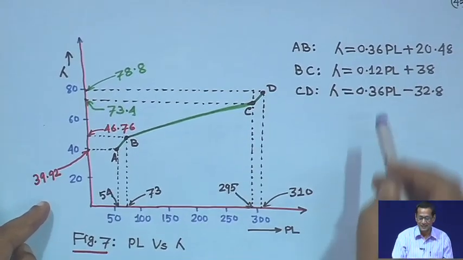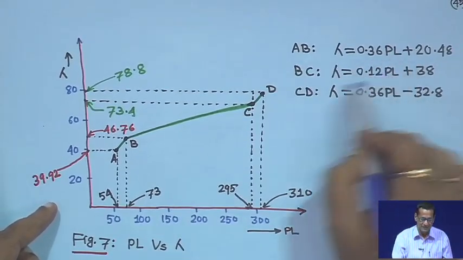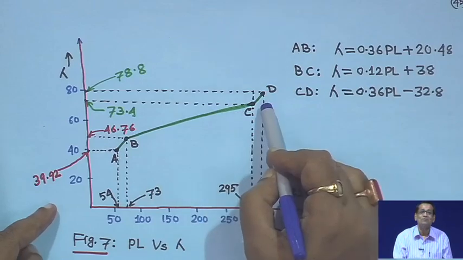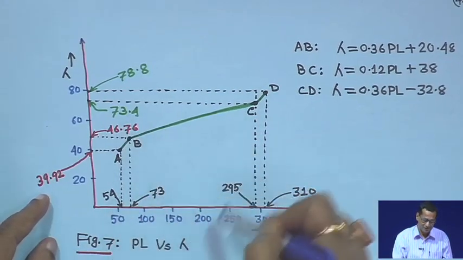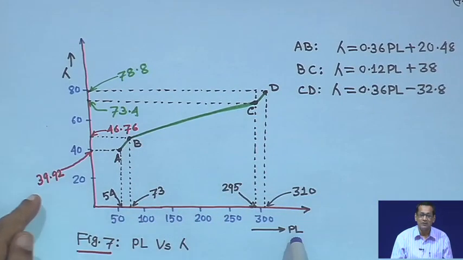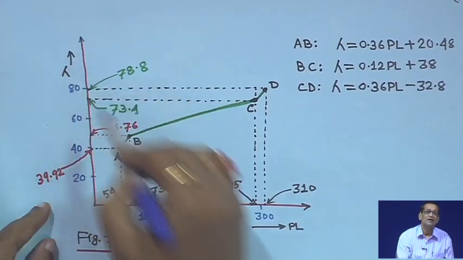So, these are just 3 different straight lines drawn with 3 different slopes, and you can easily make it. This side is the total load and this side is your lambda.